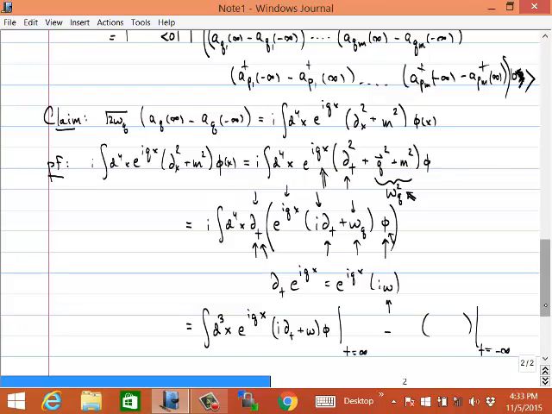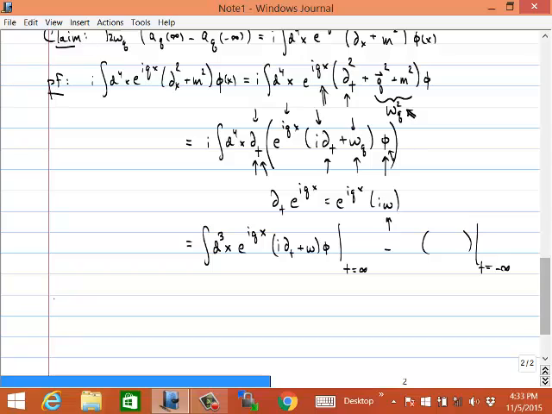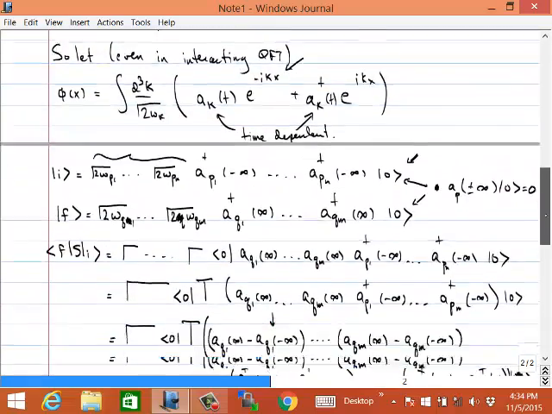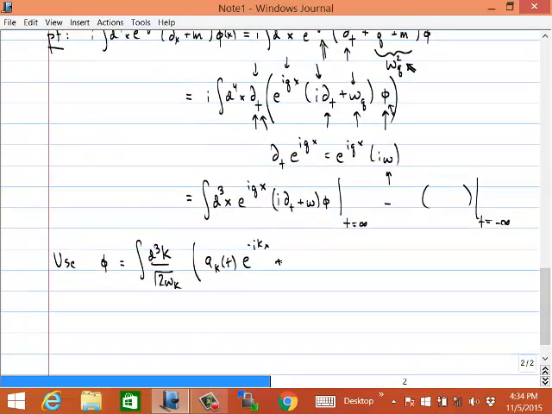And so now what we can do is insert the definition of phi again in terms of the raising and lowering operators. So what did we have? We had a_k of t times e to the ikx, or maybe it was a minus ikx, I don't actually remember. e to the minus ikx plus the Hermitian conjugate.